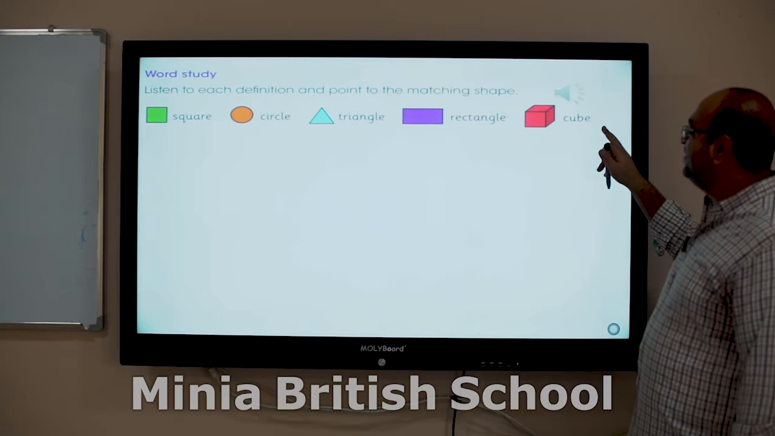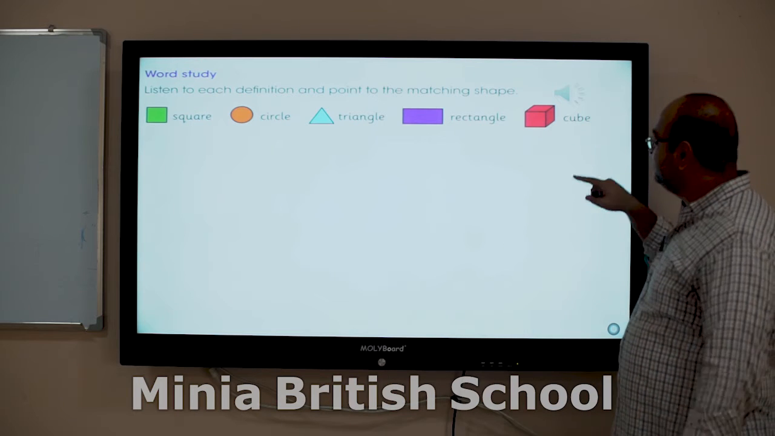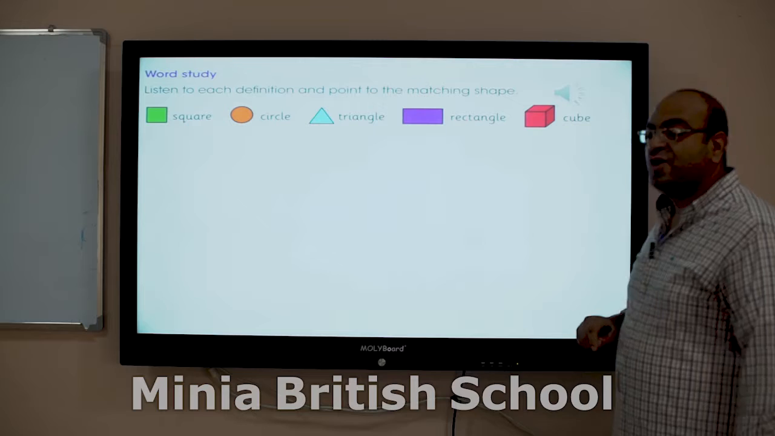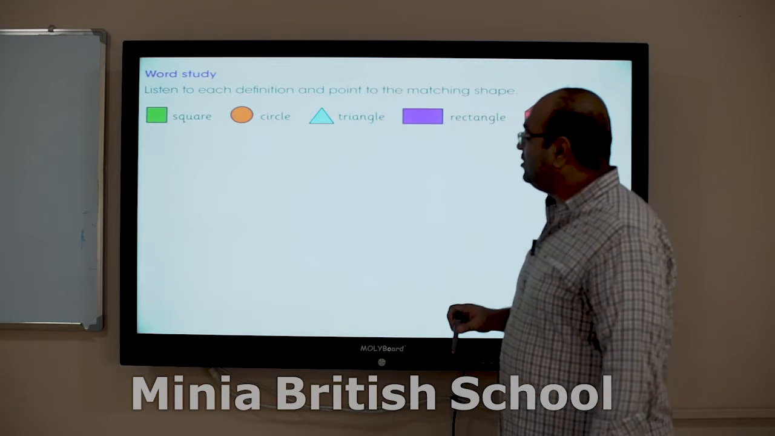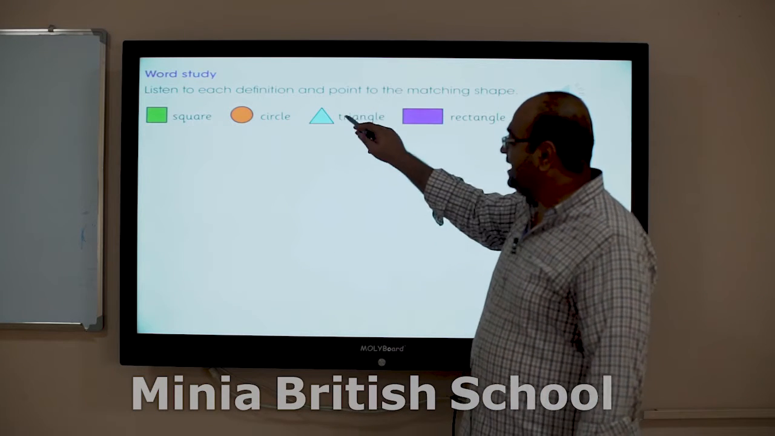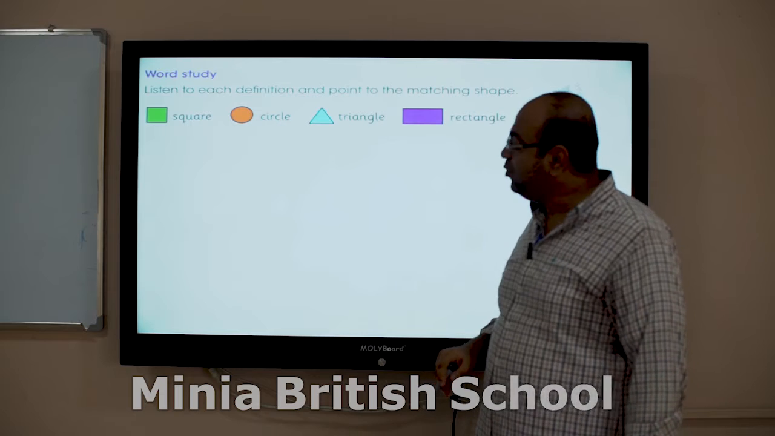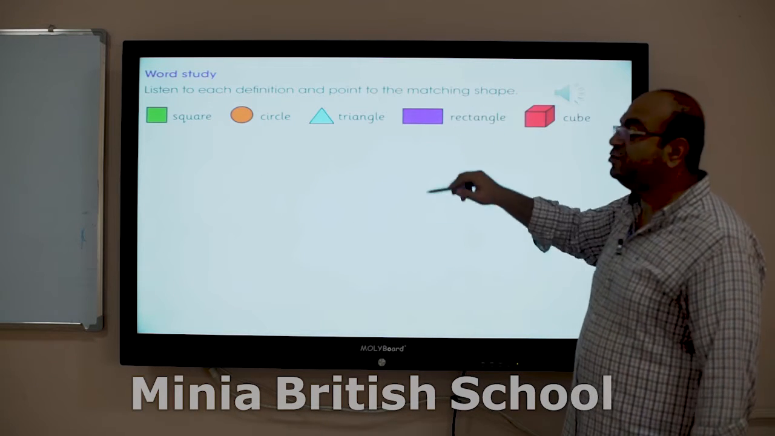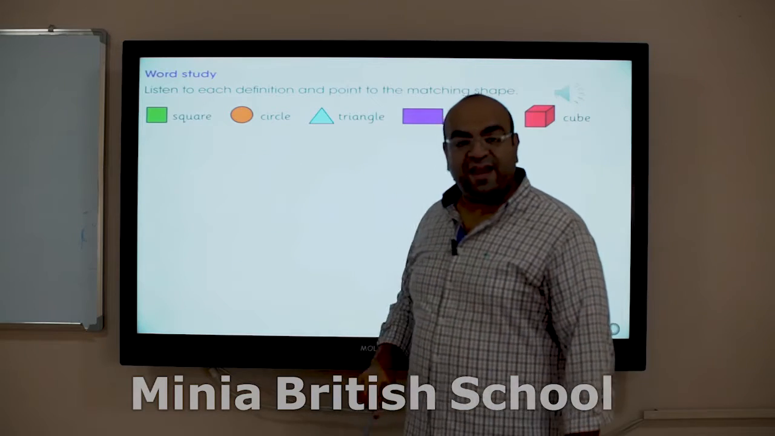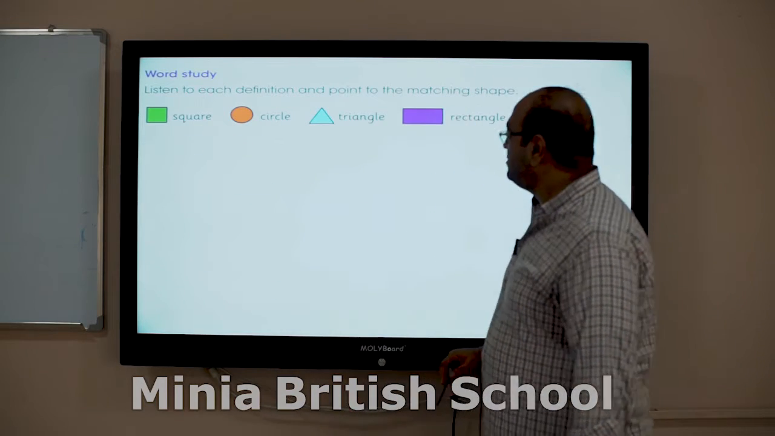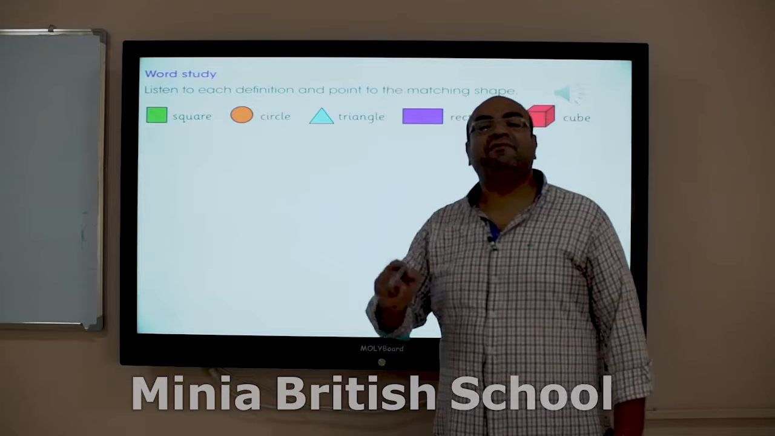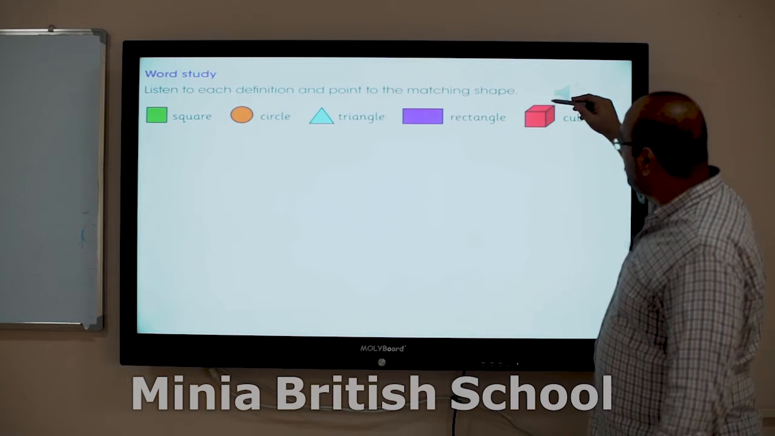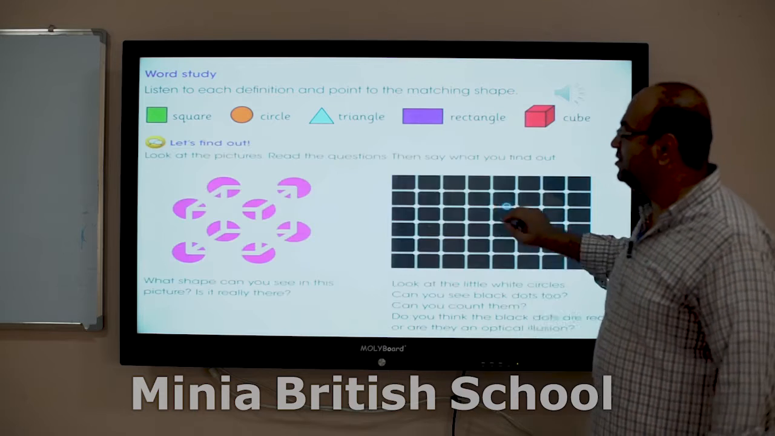5. You can pick up this shape. It has a top, a bottom, and 4 sides. It is like a box. So now we got to know the triangle. It has 3 sides and 3 corners. The rectangle has 2 longer sides and 2 shorter ones. Square, 4 equal sides. Circle doesn't have any sides. Cube, a shape I can pick up, has a top, a bottom, and 4 sides.